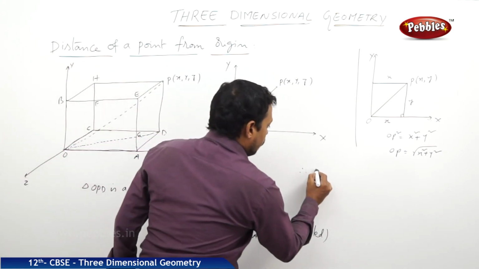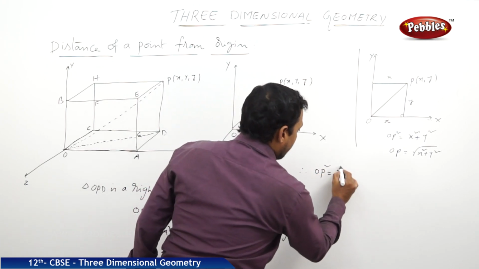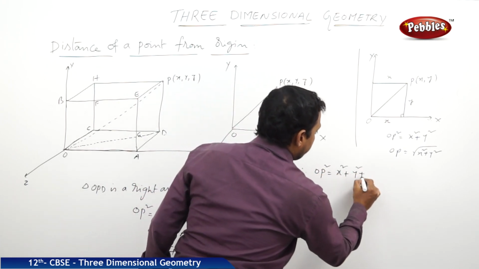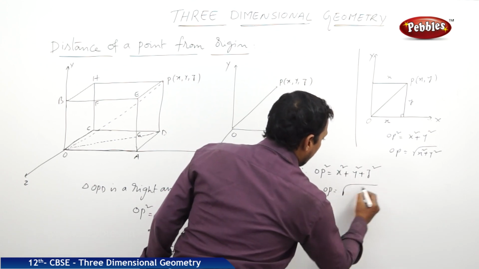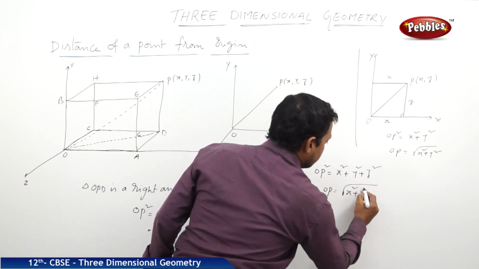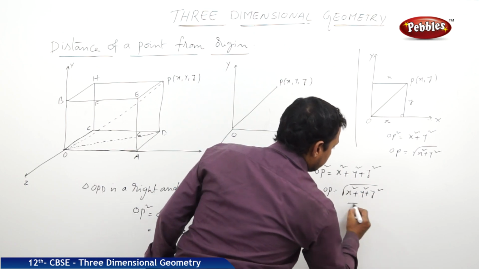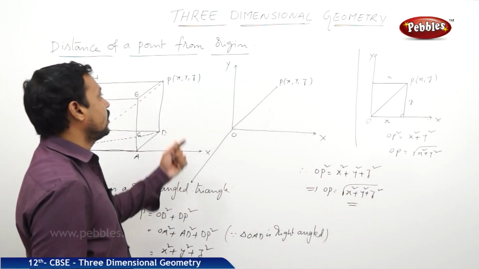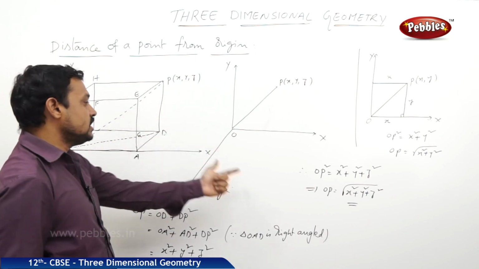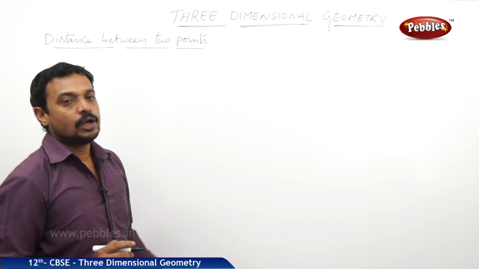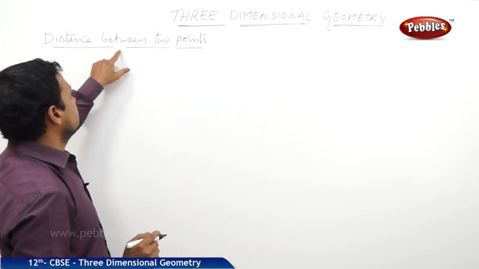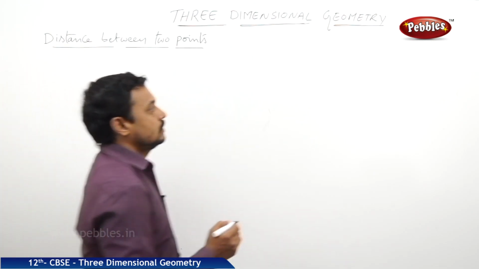Therefore, OP square is equal to x square plus y square plus z square. This implies OP is equal to root of x square plus y square plus z square. So the distance of a point from the origin is root of x square plus y square plus z square. Now, let us define the distance between 2 points.